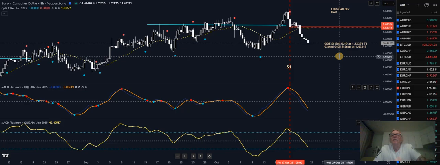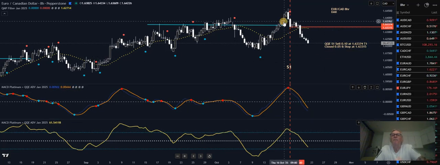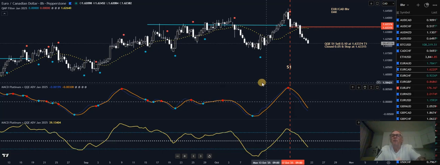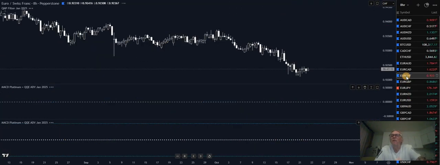Euro CAD. Sell, it's a QQE, you can see it above the 60 level there, red dot, took it. As soon as we're through the 50, start looking at closing half, stop in place, can't lose. And we just start keeping an eye for potential divergences, potential setups the other side.